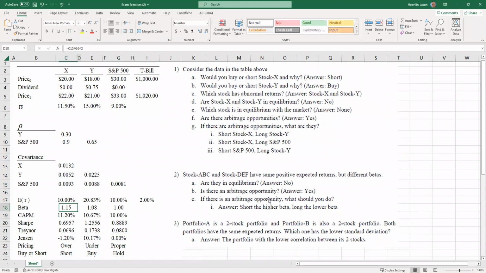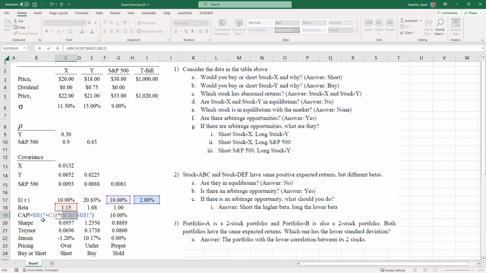You get a beta of 1.15, same thing here. And here you apply the same formula, but we all know that the beta of the market is 1. CAPM, the same CAPM you have always done. Risk-free rate plus beta times the market premium, which is this minus this. I'll repeat.